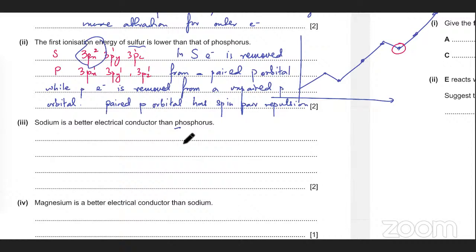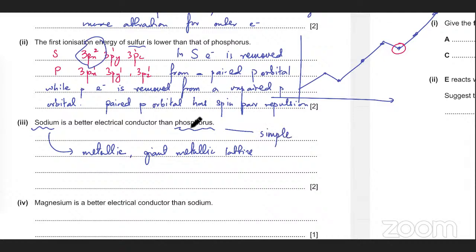So the next one is sodium is a better electrical conductor than phosphorus. That one is easy. Sodium first of all is metallic. You can describe the structure. It's a giant metallic lattice. You're given 4 lines, so you can give the full description. Phosphorus, describe the structure. What's the difference in the structure? That's a simple molecular structure with covalent bonds.